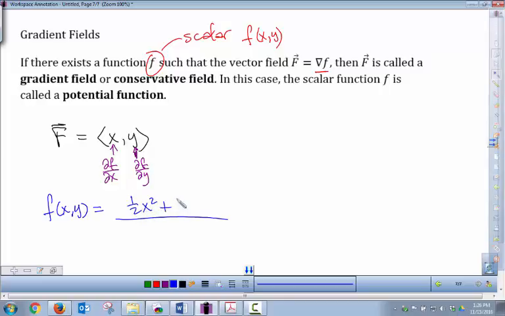One half x squared plus 1/2 y squared. So if we check that, the gradient, remember, is taking a look at a scalar function and taking the derivative of that function with respect to x. And so you bring the 2 down, you just get x, and then this is 0. And then if we take the derivative with respect to y, we're just going to get y by itself. And so yes, it looks like it does work.